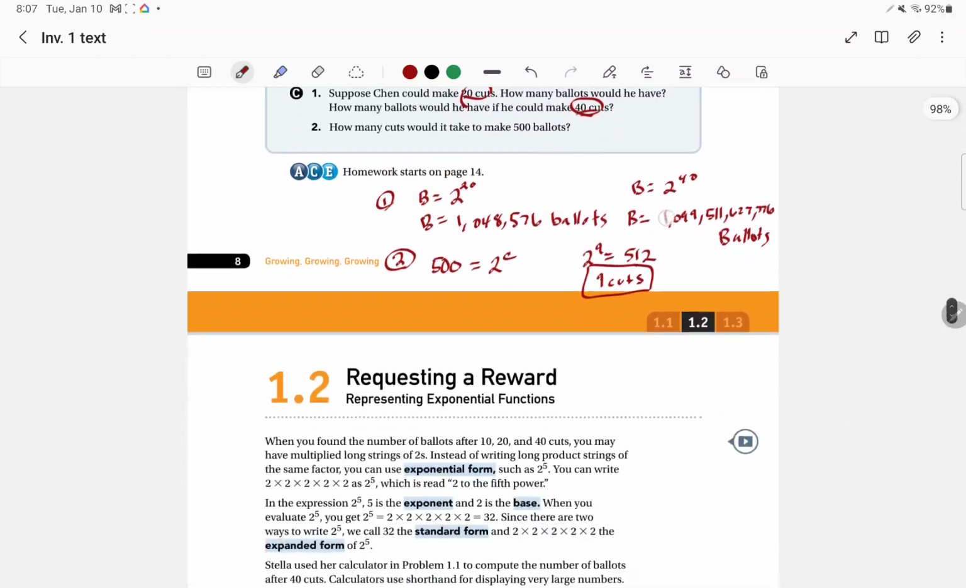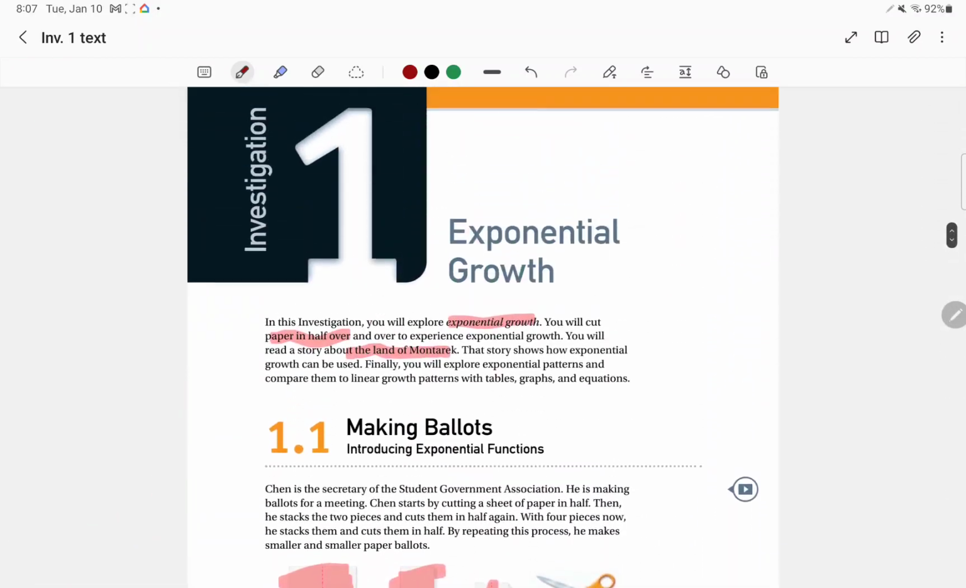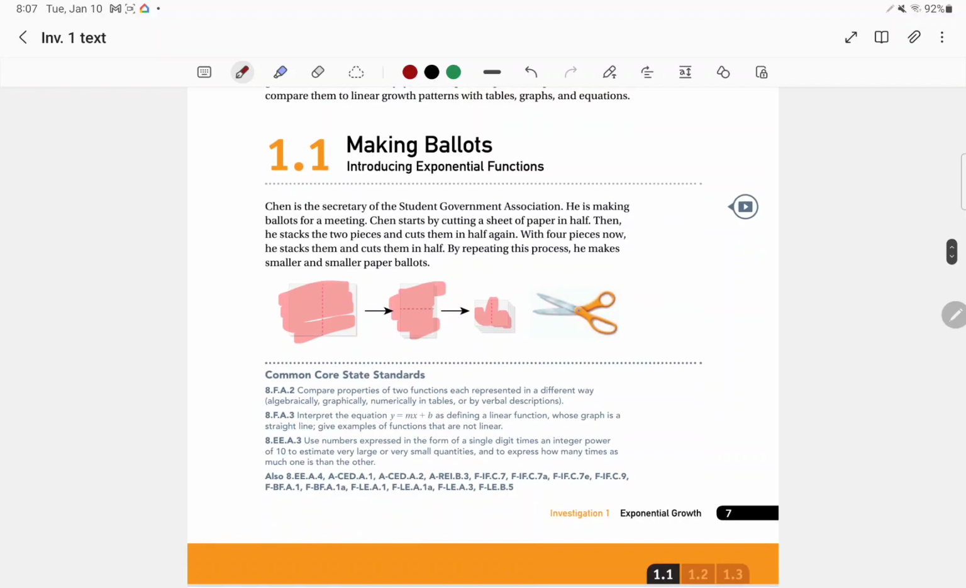That is it for this section here, 1.1, Making Ballots.